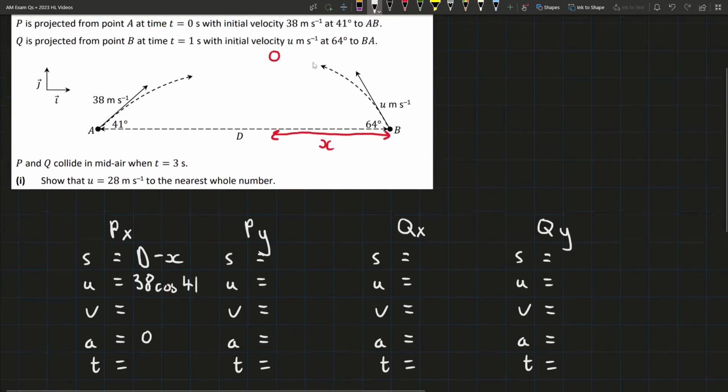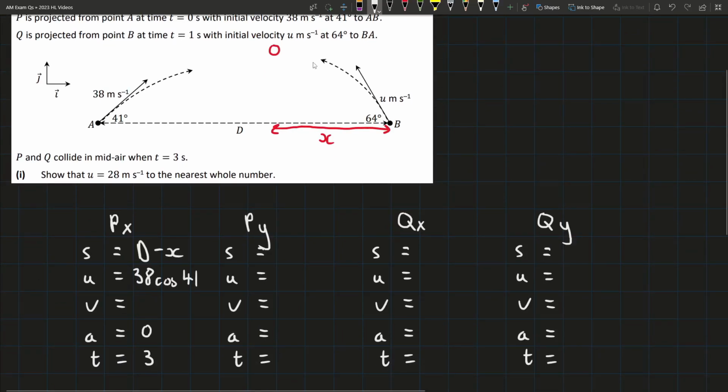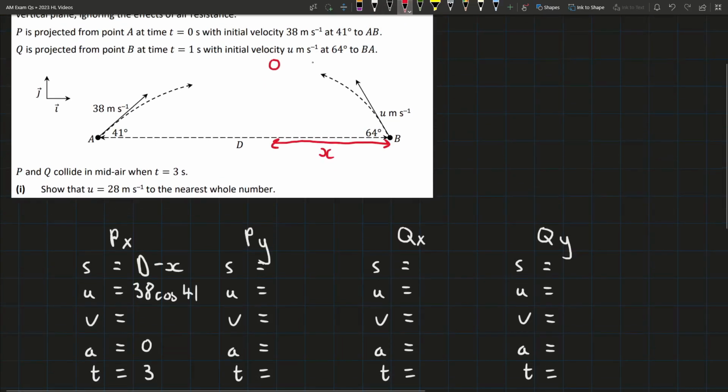And then the time taken: we know they collide at t equals 3, and P is projected at t equals 0, so it's going to spend 3 seconds traveling. Now for P in the y direction, it's going to be some height here, and we'll just call that h. So we'll say the displacement is h. The initial velocity will be 38 sin 41. The final velocity we're not going to worry about, because usually we don't need to. For acceleration, we have minus g, and the time taken is 3 seconds as well.